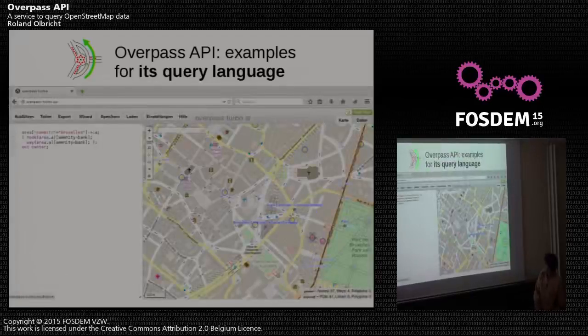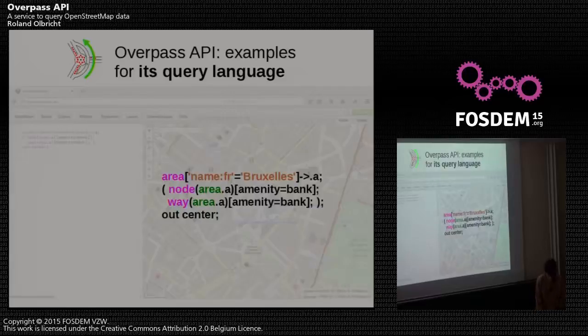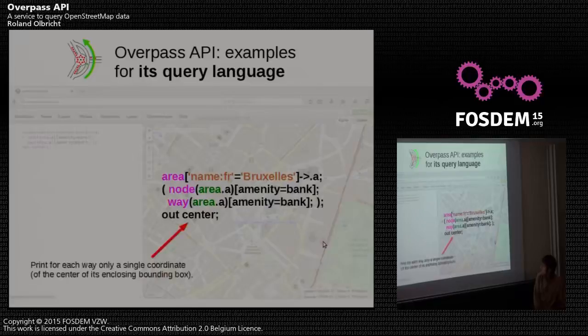Oh, there's even one more. Okay, that's a short one. The only thing that has changed is we have only a single coordinate here, a single point of interest. This is because I've changed this from out geometry to out center, which would collapse each geometry down to a single point. It's no fancy algorithm.